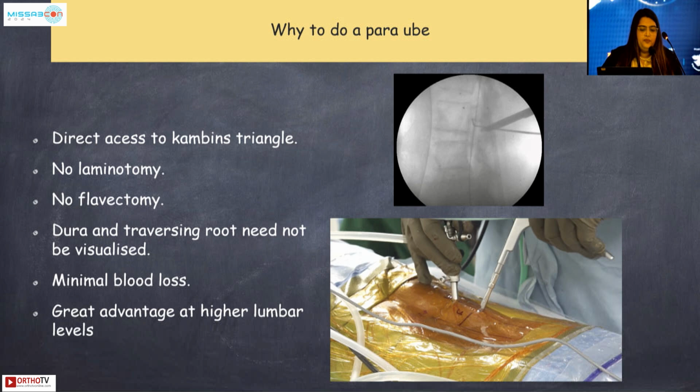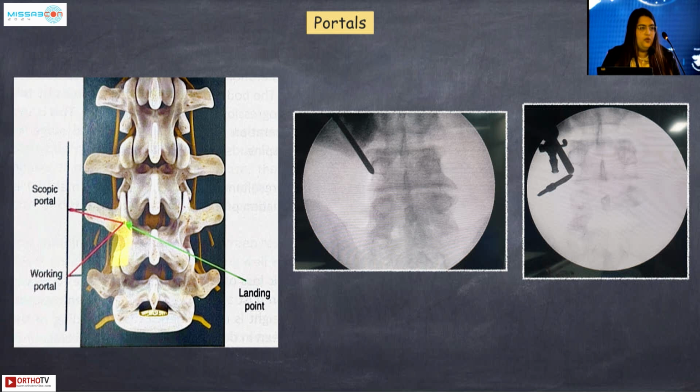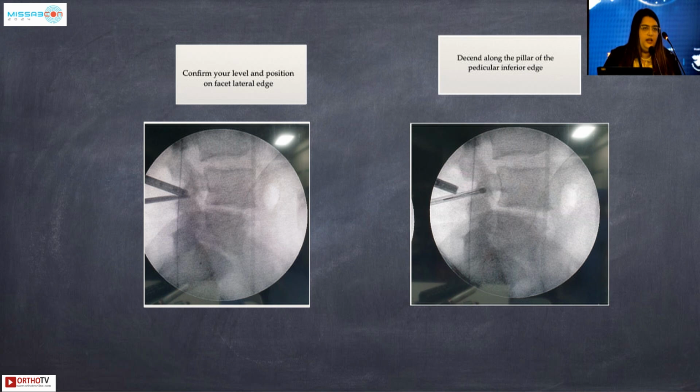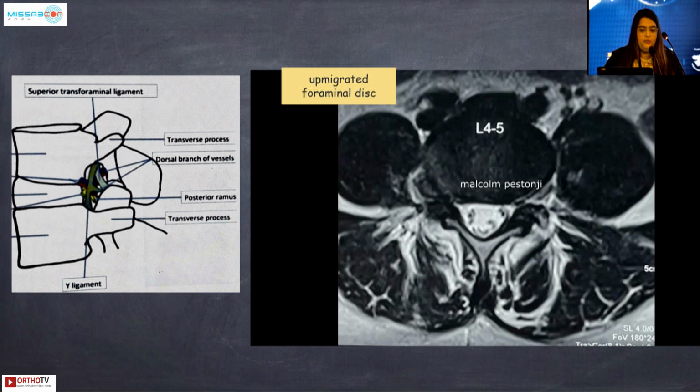So the standard portals that we use are one for the scope and one for the instruments, both about 1.5 to 2 centimeters lateral to the center of the pedicle, usually at the tip of the transverse process. And we target this area of the pars that is just below the superior pedicle, and we then identify the lateral edge of the facet joint and confirm our position there, and then gradually make our descent into the foramen.